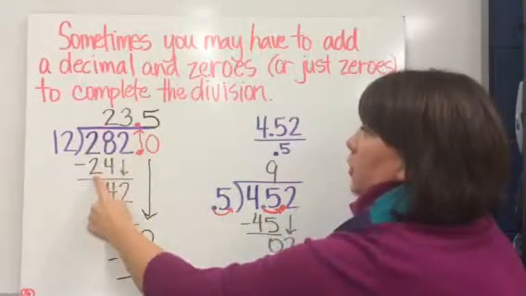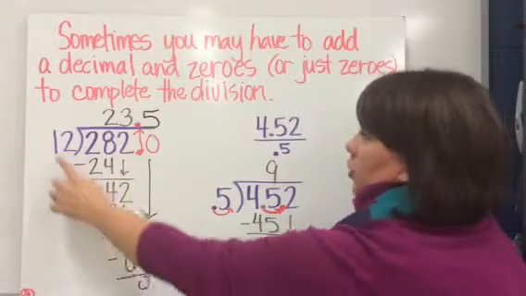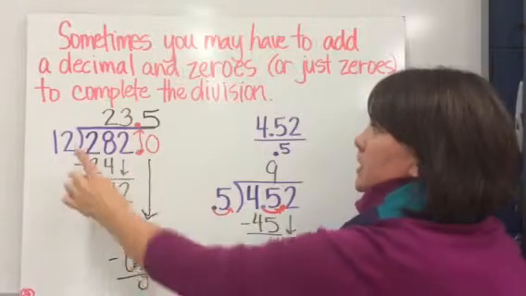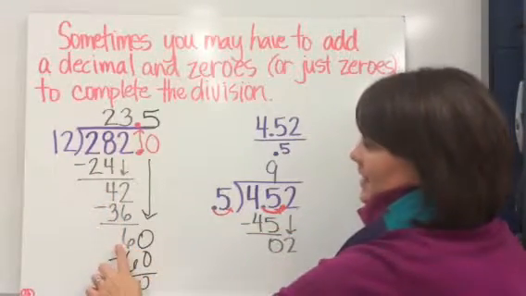12 times 2 is 24. 28 minus 24 is 4. Bring down the 2. 12 goes into 42 3 times. 12 times 3 is 36. 42 minus 36 is 6.